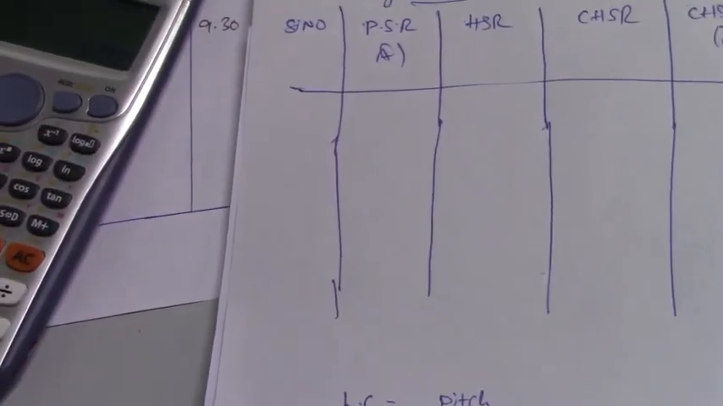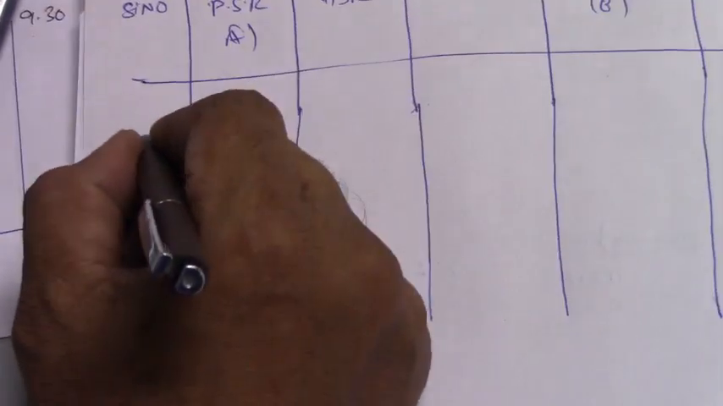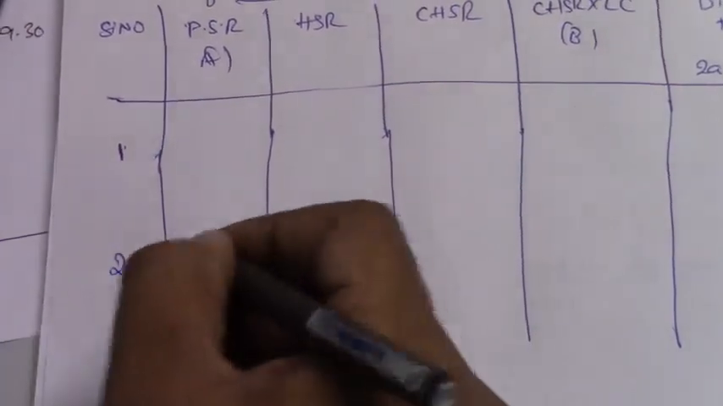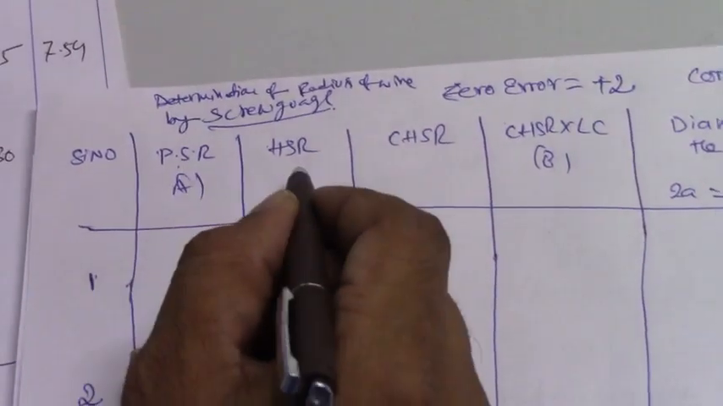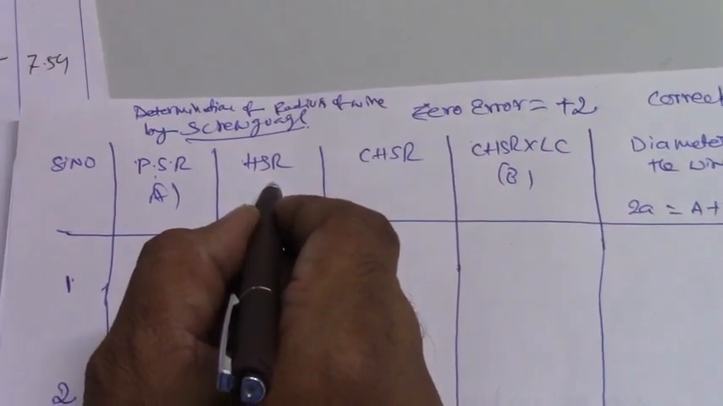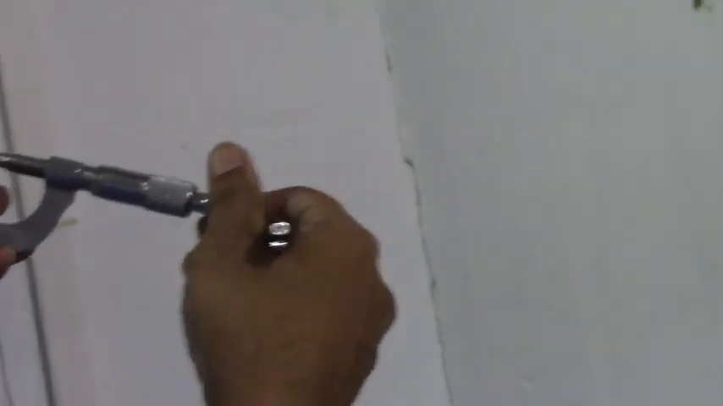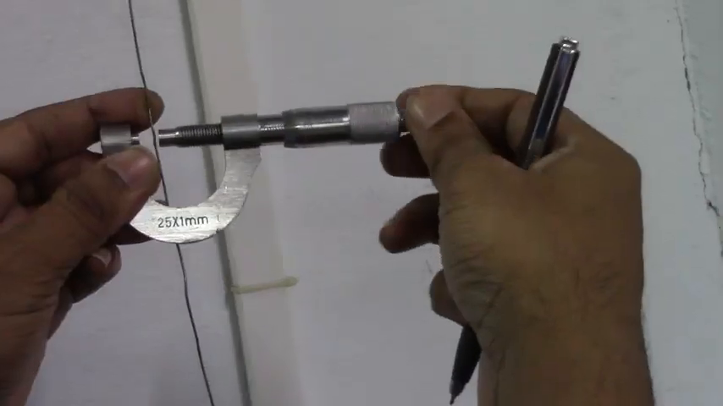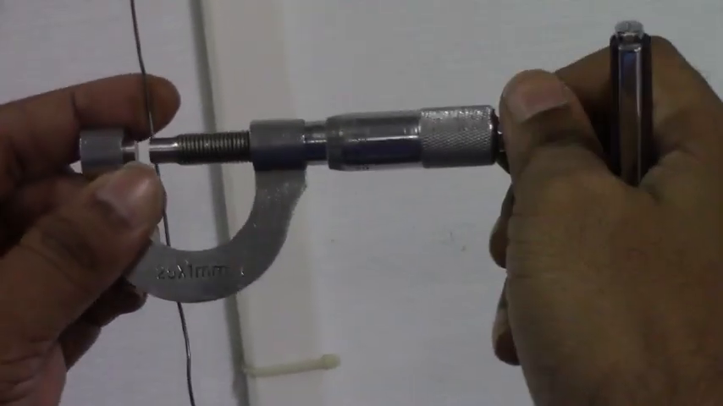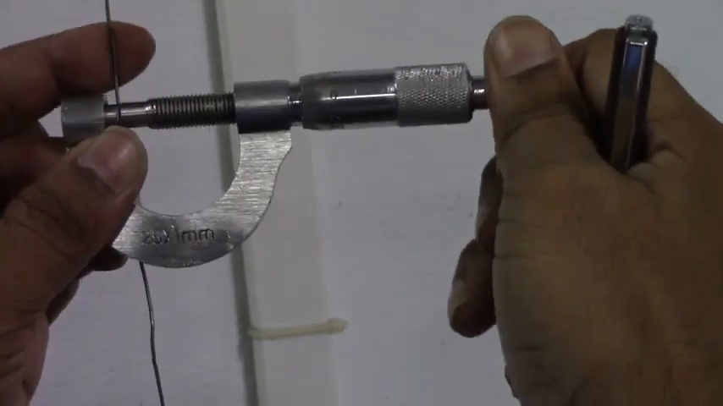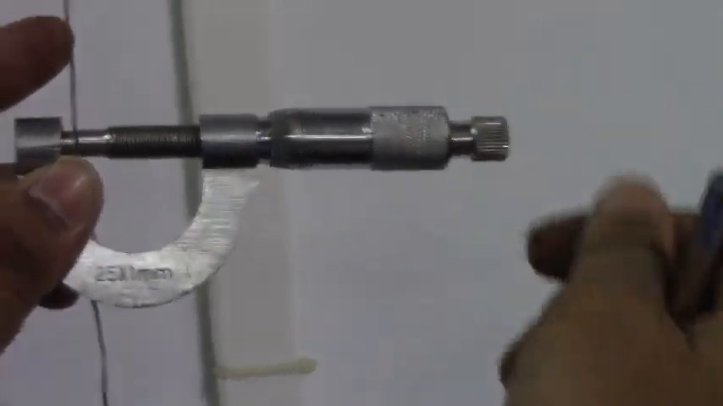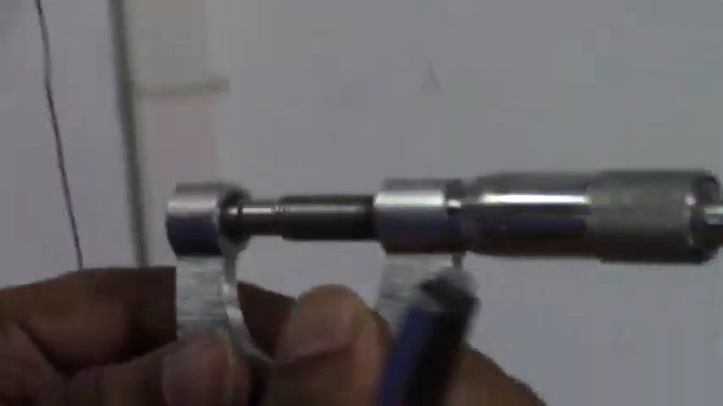To note down the values, first we have serial numbers like 1, 2. Here we have to note down the pitch scale reading and the head scale reading. How to note down the pitch scale reading and the head scale reading? Let me explain. First, move this jaw a little bit in the opposite direction to insert the wire in between the 2 jaws. So let us make 1 or 2 ticks. Later you can see how to note down the pitch scale reading and head scale reading.